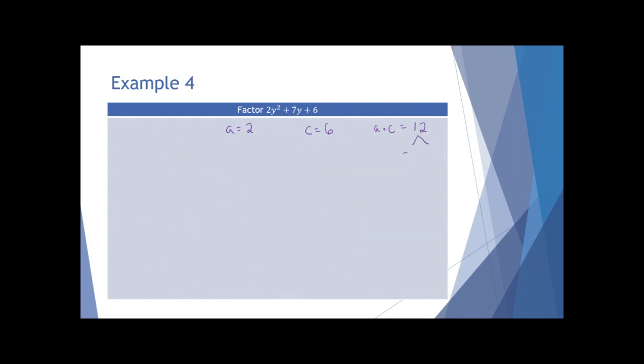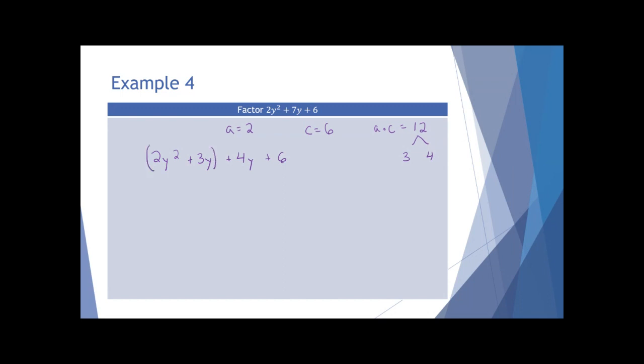So that could be 3 times 4. Since everything's positive, all the numbers are going to be positive. So 3 times 4 is 12. 3 plus 4 is 7. So I'm going to rewrite this as 2y squared plus 3y plus 4y plus 6. Now the order that you write those middle terms, it doesn't matter. It will factor either way. So if I had done the 4y first and then the 3y second, that would be fine. It would still work.